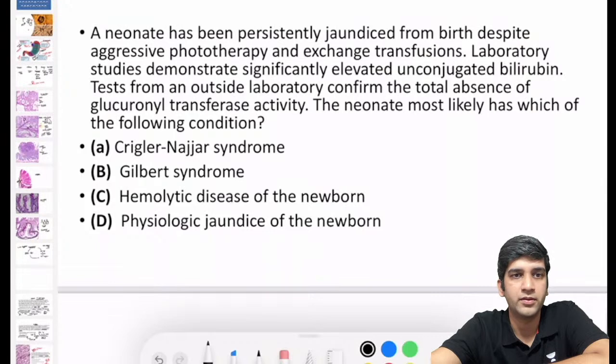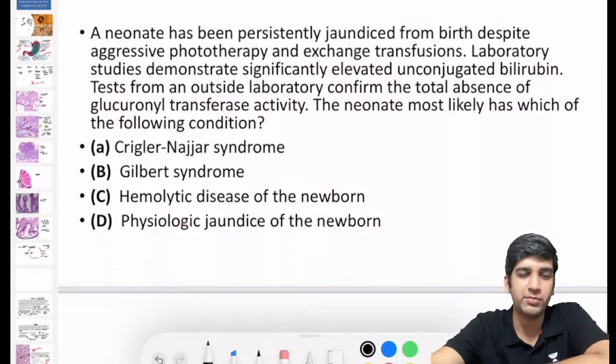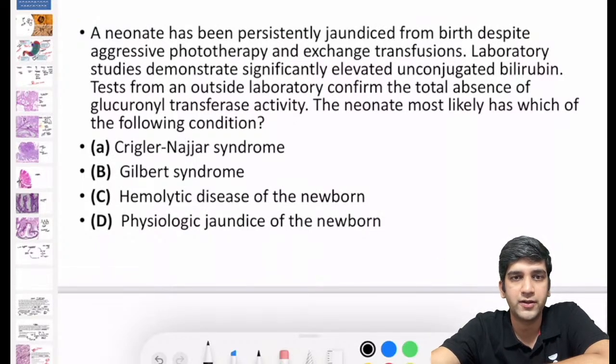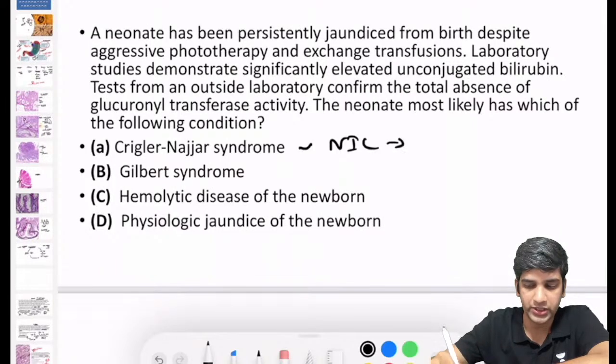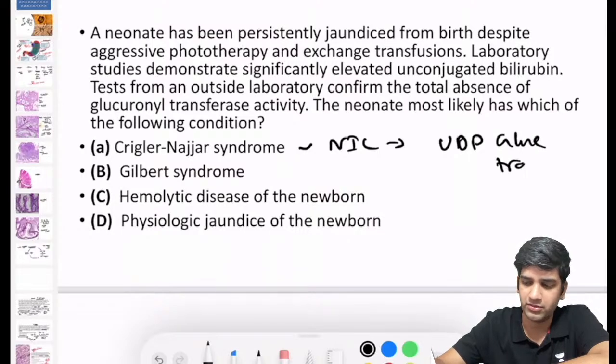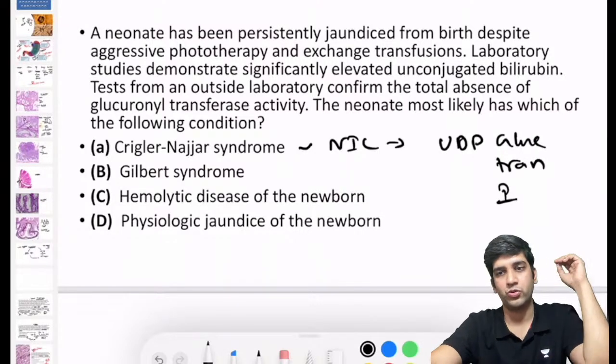Great. It's a neonate, right? Neonate with persistent jaundice despite aggressive phototherapy and exchange transfusion. Okay, I wanted to ask the question, Pratmaya Kumar, like, is it type 1 or type 2? Or type A or type B, whatever you want to call it. It's a neonate with a very, very severe condition. So it has to be almost like a nil quantity of your UDP glucuronosyltransferase. So it has to be your type 1 Crigler-Najjar syndrome, right?